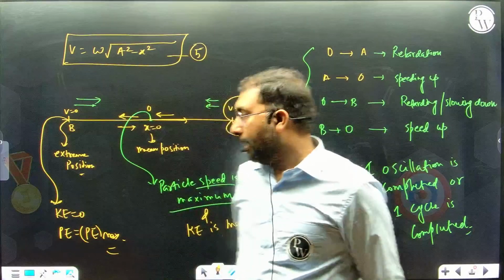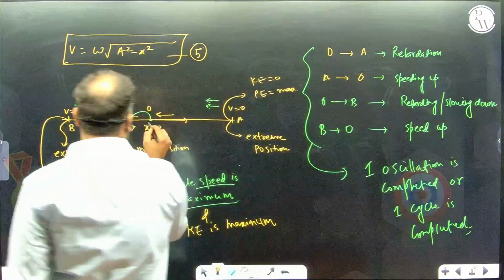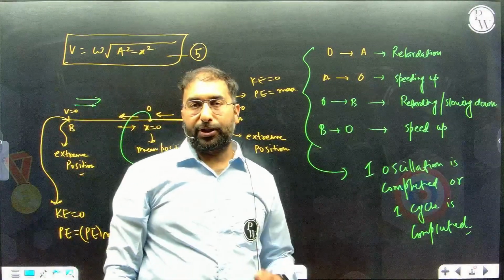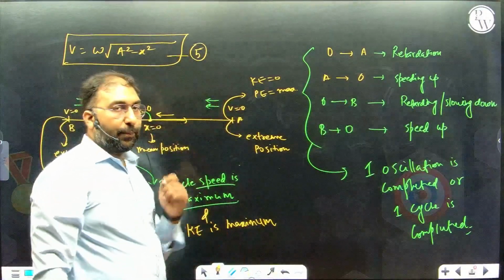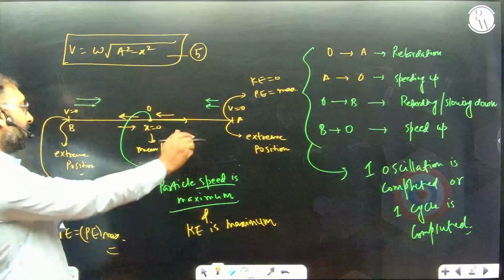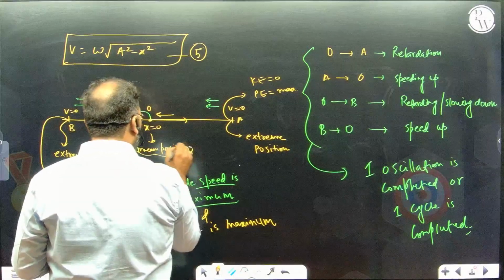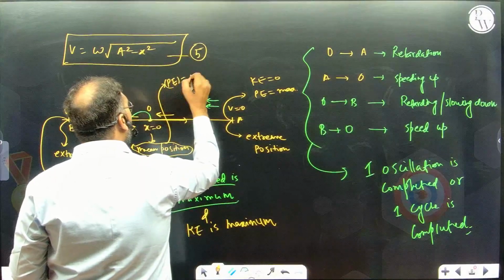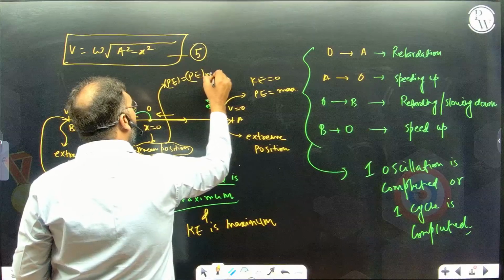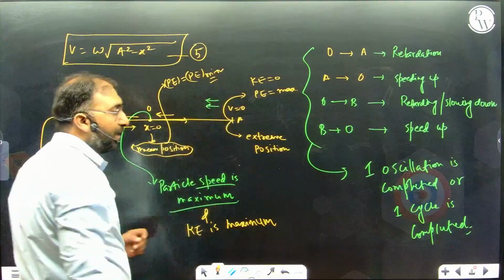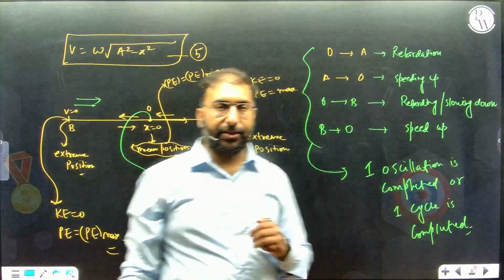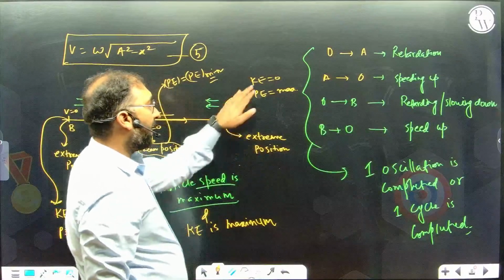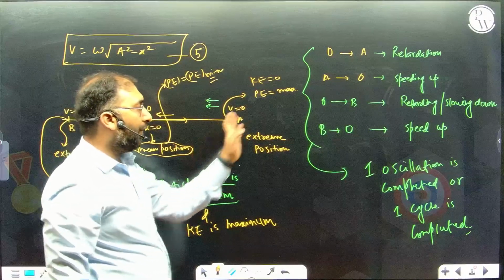Everything is explained. Initially I told you that this is the mean position, and if it is the mean position, it has to be the point of stable equilibrium. Since it is the point of stable equilibrium, we know that at stable equilibrium potential energy is equal to the minimum potential energy. So at the mean position you will find the minimum potential energy and maximum kinetic energy.